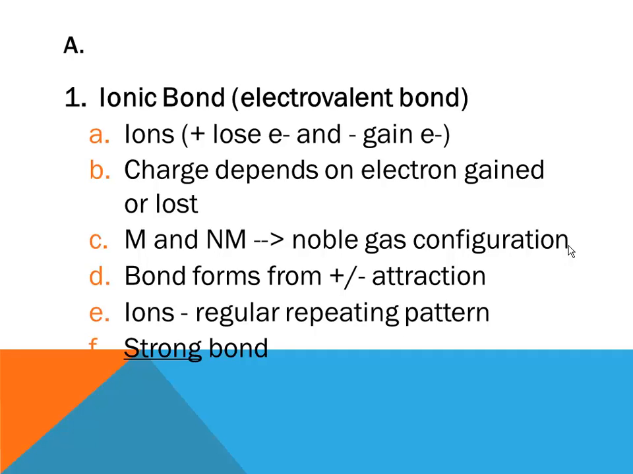It's an electrovalent bond, meaning that they have a positive negative charge. The metal and non-metal go to noble gas configuration by losing electrons from the metals and gaining electrons from the non-metals, and it forms a positive negative attraction. They form in a regular pattern, so they are crystals. It's a very strong bond.